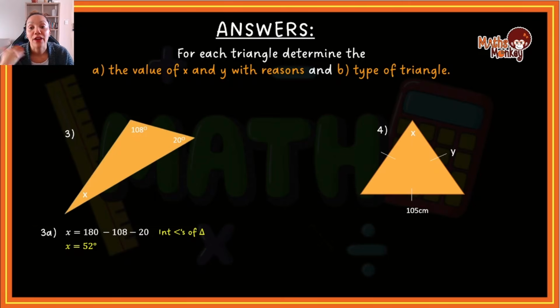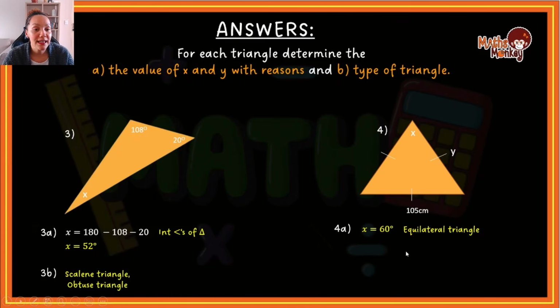If I look at this, you will see I have a scalene triangle and an obtuse triangle. Scalene is all different sides, but it is also obtuse because you can see one of the angles is greater than 90. Again, according to sides and then according to angles. The last question. Already your brain is going ting, ting, ting. This is an equilateral triangle because all the lengths are the same. So x is 60, and the reasoning there is equilateral triangle.